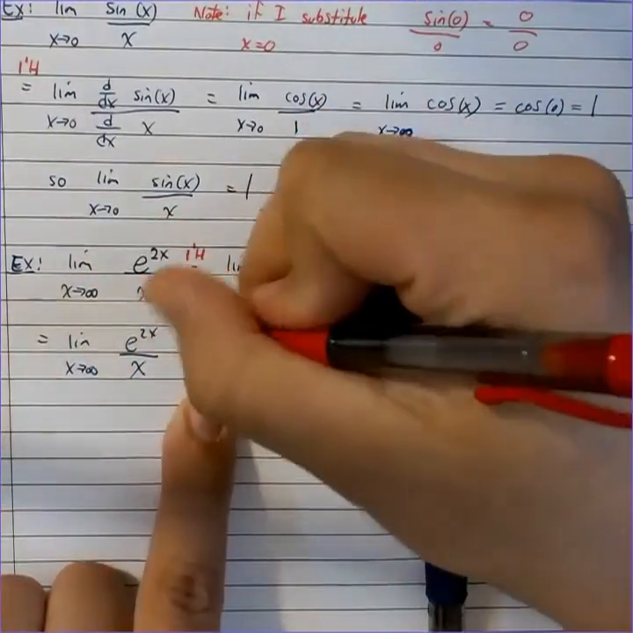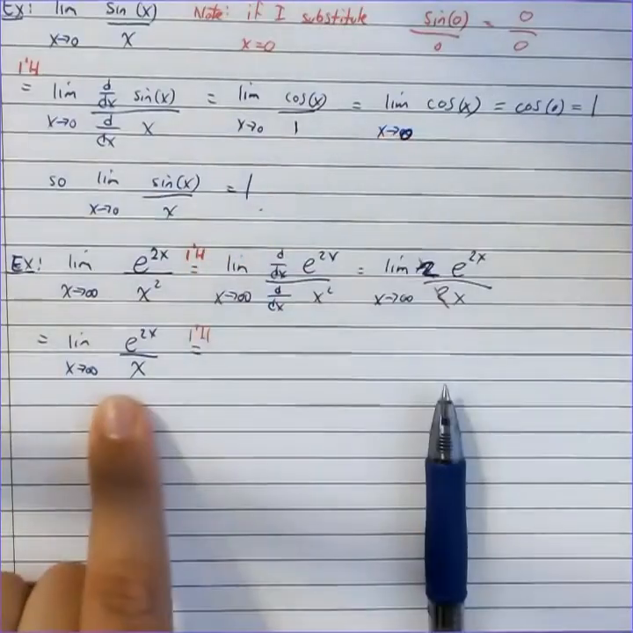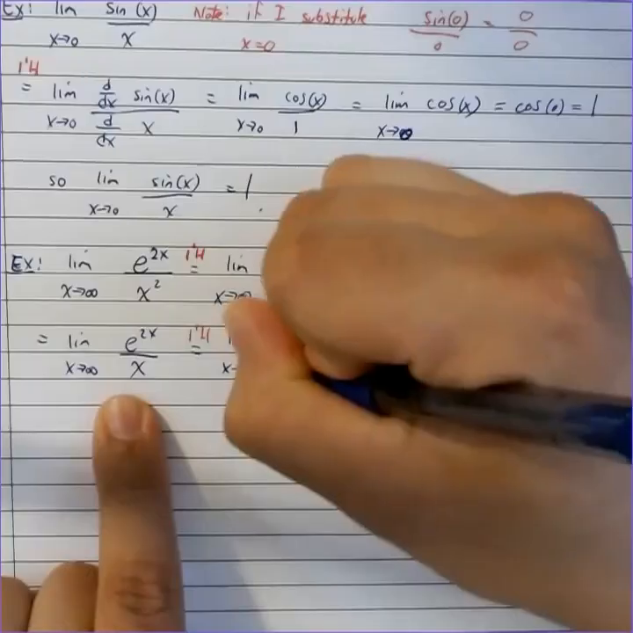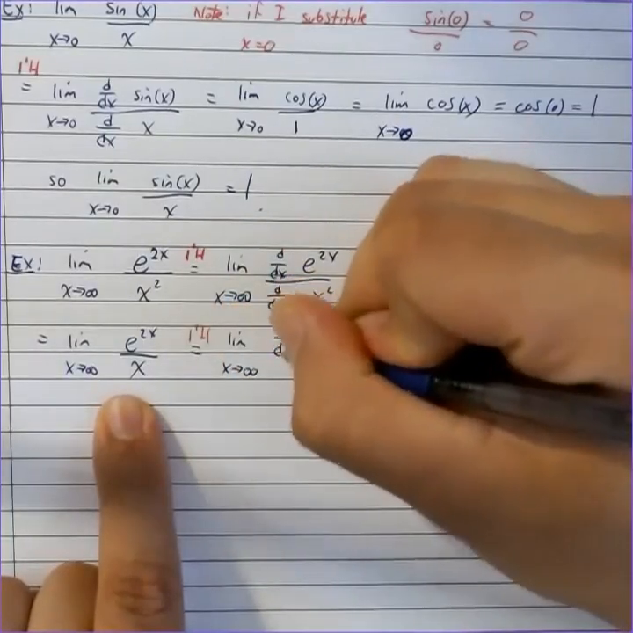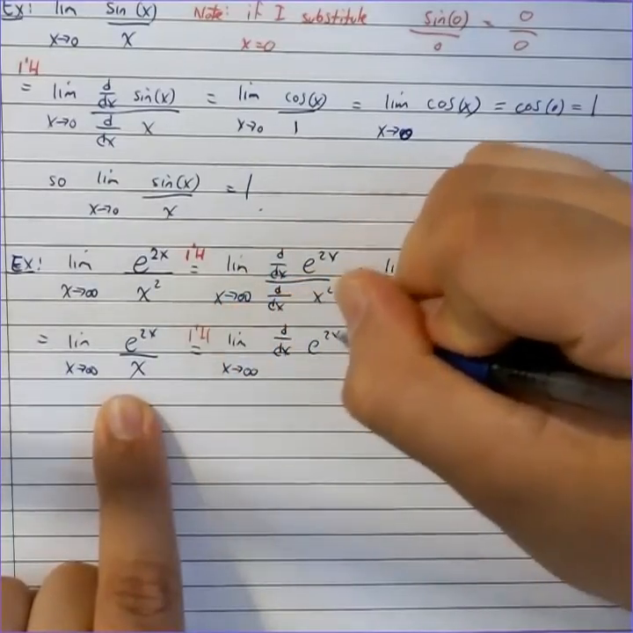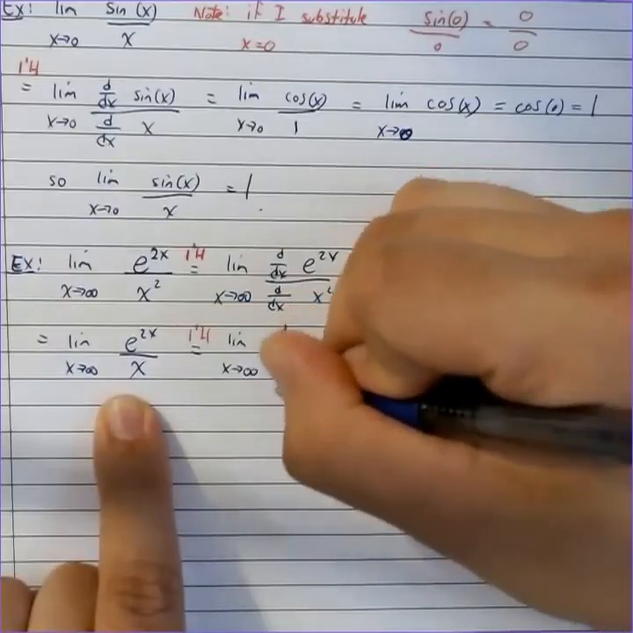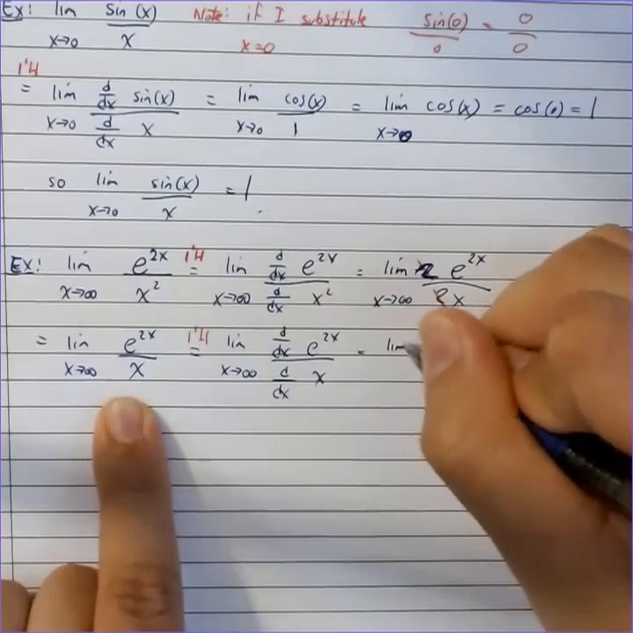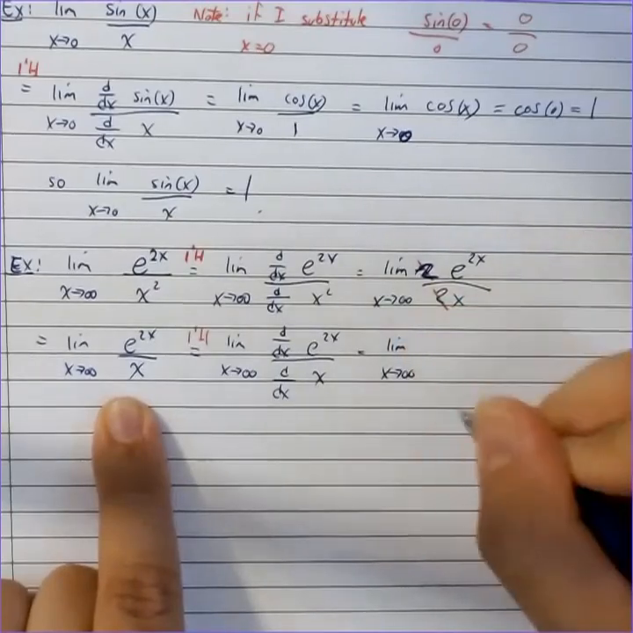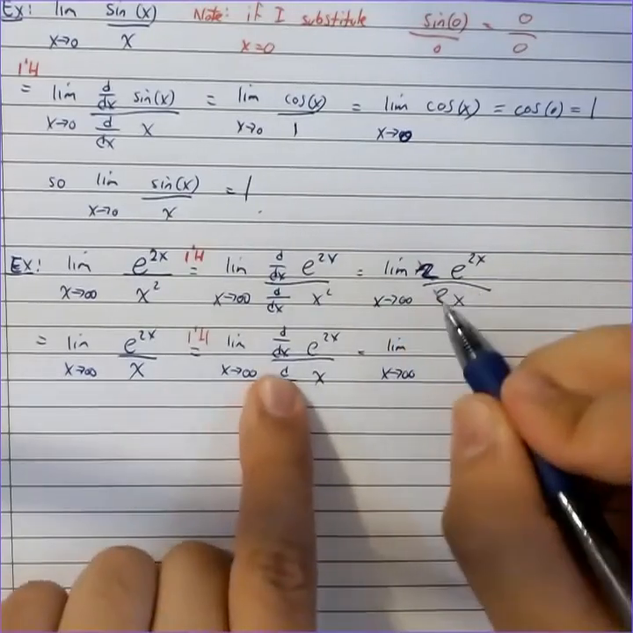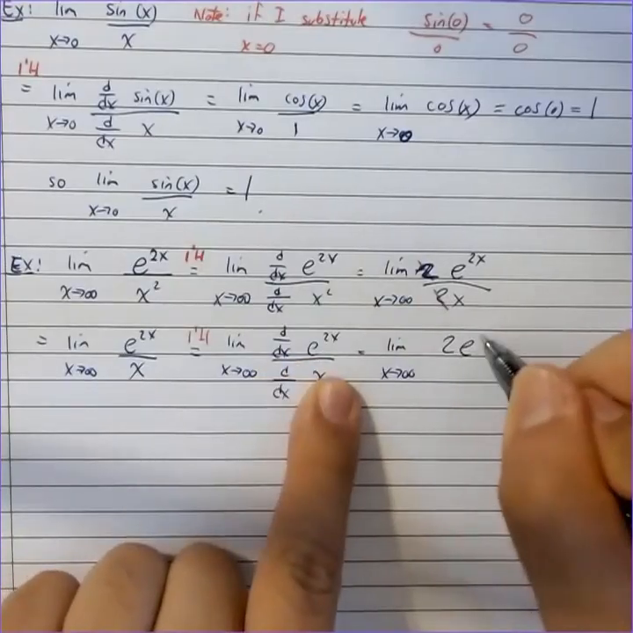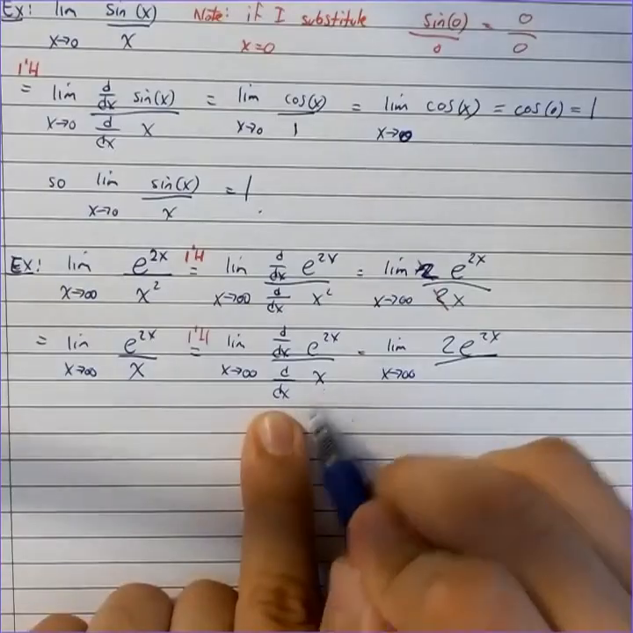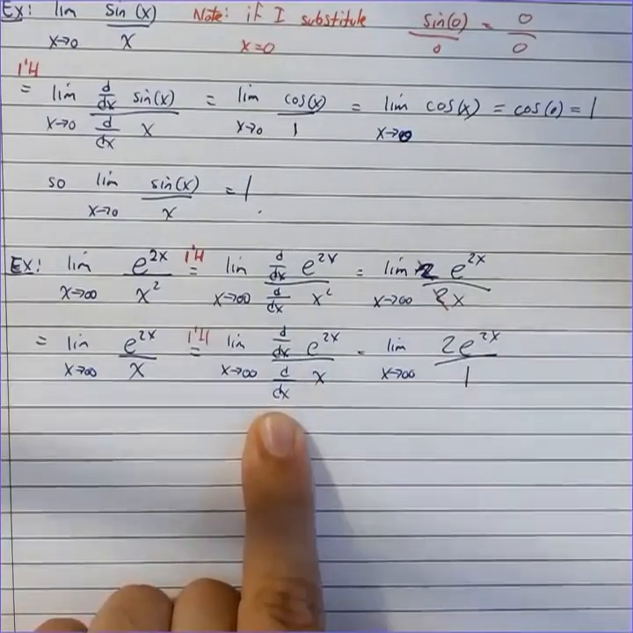So here I'm going to do the same thing. I'm going to use L'Hopital's rule. By L'Hopital's rule, that's going to be the limit as x approaches infinity of the derivative with respect to x of the numerator over the derivative with respect to x of the denominator, which is the limit as x approaches infinity of, well, again, I already know what that derivative is. It's 2e to the 2x. But my denominator, the derivative of x with respect to x, that's just the number 1.